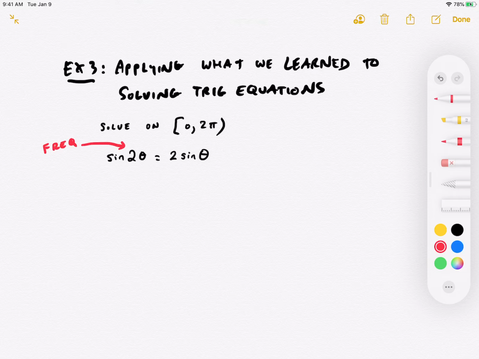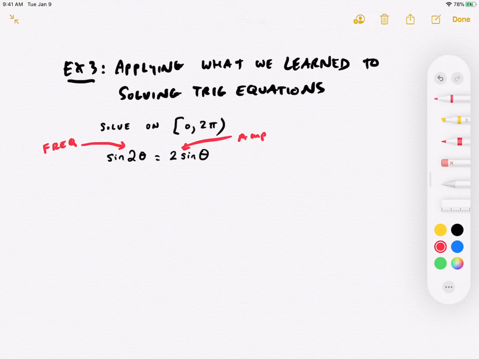meaning it does 2 cycles in the standard 2 pi radians, and on the right-hand side this is a sine curve that has an amplitude of 2. So we know that these are not always equal for all values of theta, but they're possibly equal for some values of theta, and we want to be able to solve it. So what can we do here?